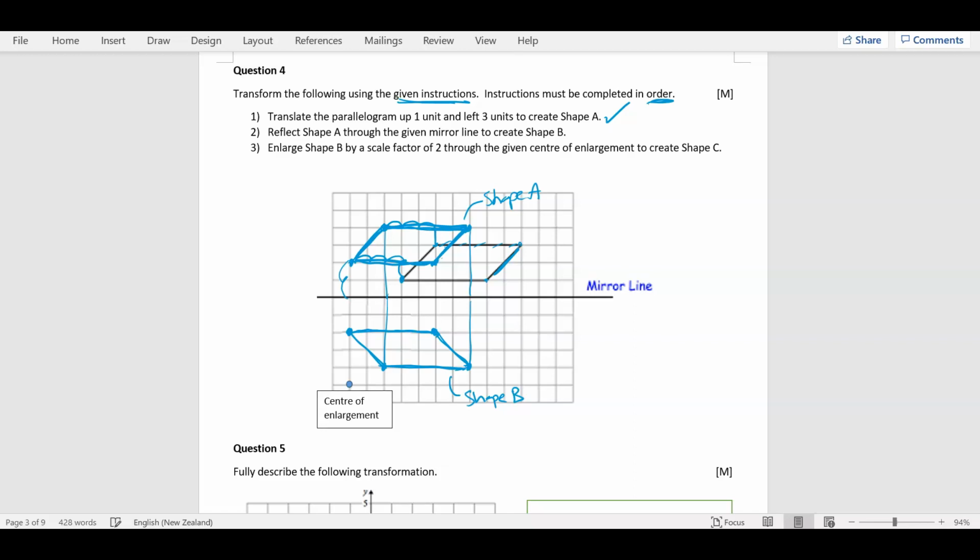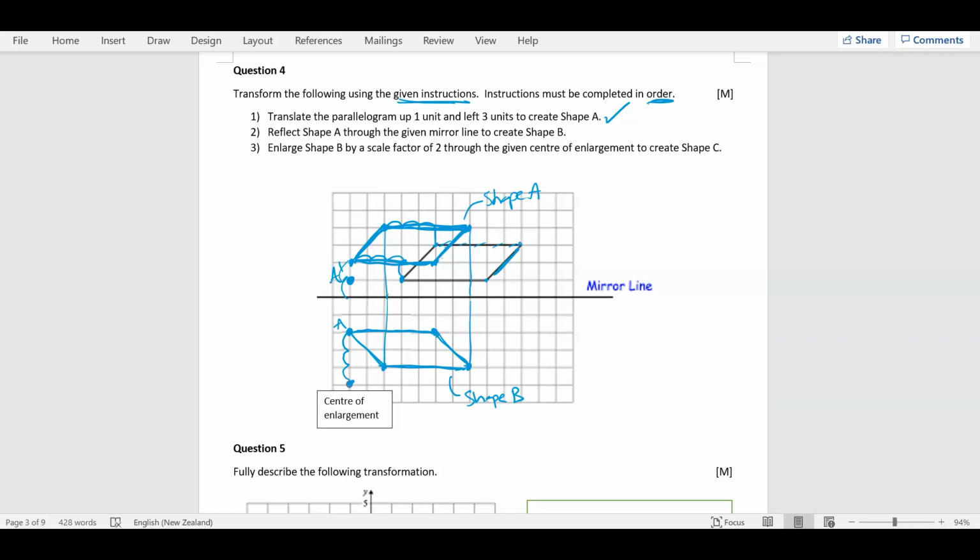Our final one is the enlargement, and we're enlarging this by a scale factor of 2. And this one's going to be a bit annoying. We've been given the center of enlargement, which is nice. So let's get into our enlargement. So you can see it's 1, 2, 3. So if you double that, it's going to be 6. That's going to be 3 more, which will create our point here. So let's call that A. That there would be A dash.